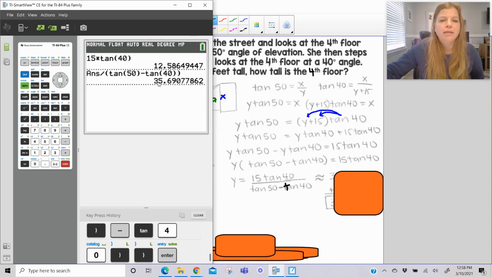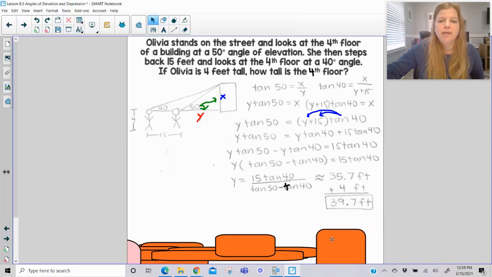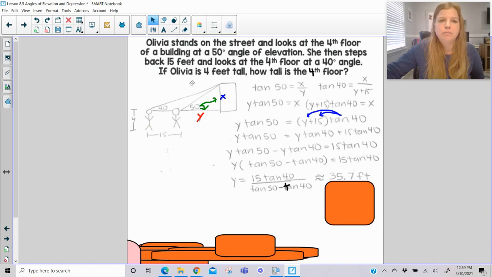So y is equal to this 35.69 number. So I'm going to write that down.